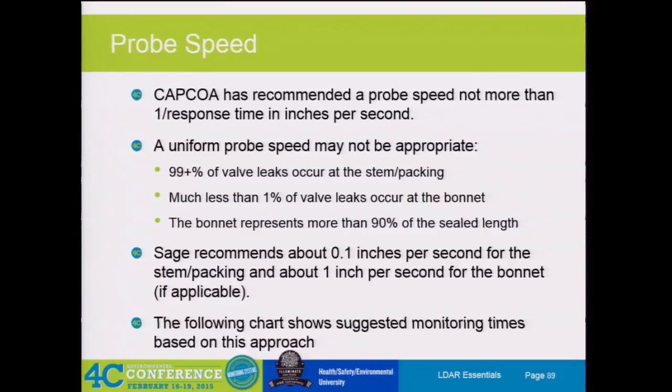Okay. We've talked a lot about this. 99% of valve leaks occur at the stem and the packing. Much less than 1% occur on the bonnet. So speed up going across the bonnet, and spend more time where you're actually going to find a leak, because that's where the more potential is. What we recommend is about 0.1 inches per second for the stem and packing, and about 1 inch per second for the bonnet, if it's applicable. As you can see, we're going extremely slow in the packing and stem area, and quite fast around the bonnets.